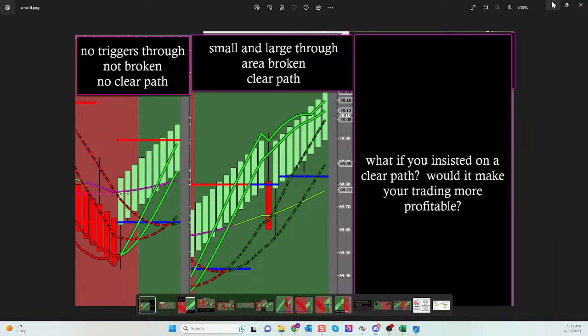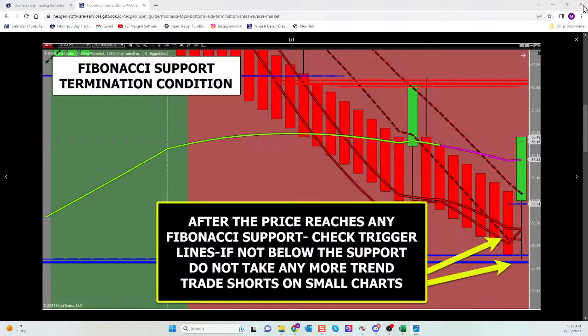Letting it stay simple, looking at the areas, determining whether or not the trigger lines have broken as price reaches, guys. The area holds, no more short trades until it either breaks or the market rolls. Up at the top, price reached support and all your trigger lines were way up off my screen in the distance. No more short trades. Guys, areas break. Strong triggers tend to break areas. When the small and the large get through the area, now support is broken. And now support becomes resistance.